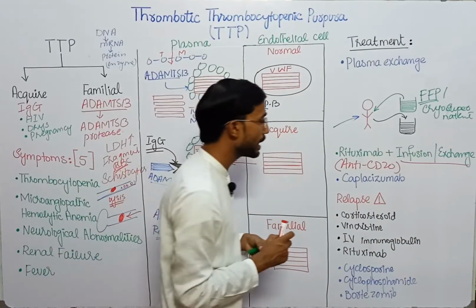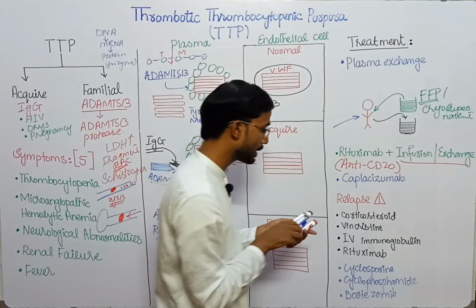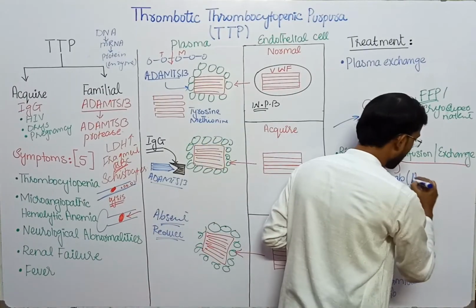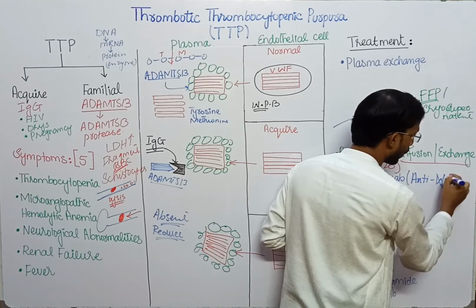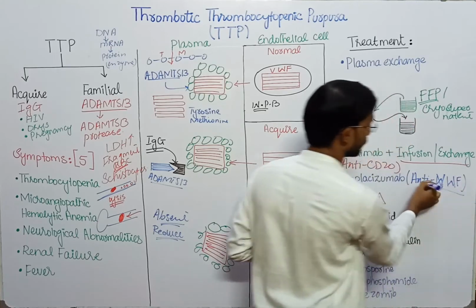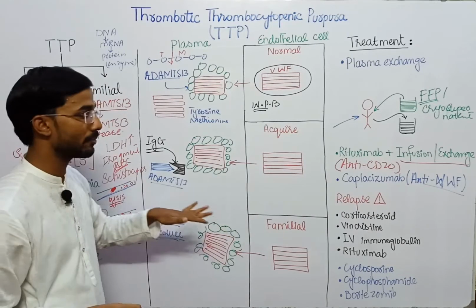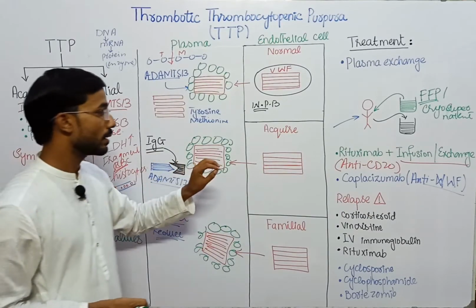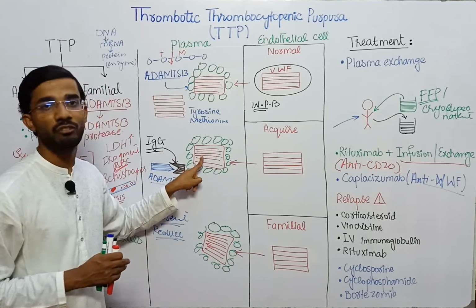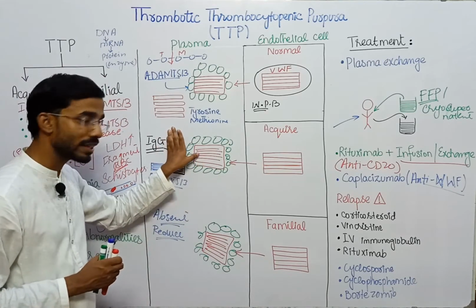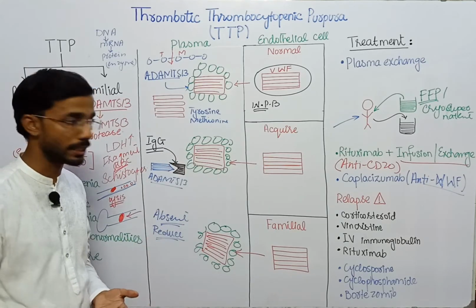And second is Caplacizumab. It is actually anti-von Willebrand factor. The anti-von Willebrand factor prevents the aggregation of the platelets with the von Willebrand factor. If they do not aggregate, then there is no thrombus and there is no TTP.